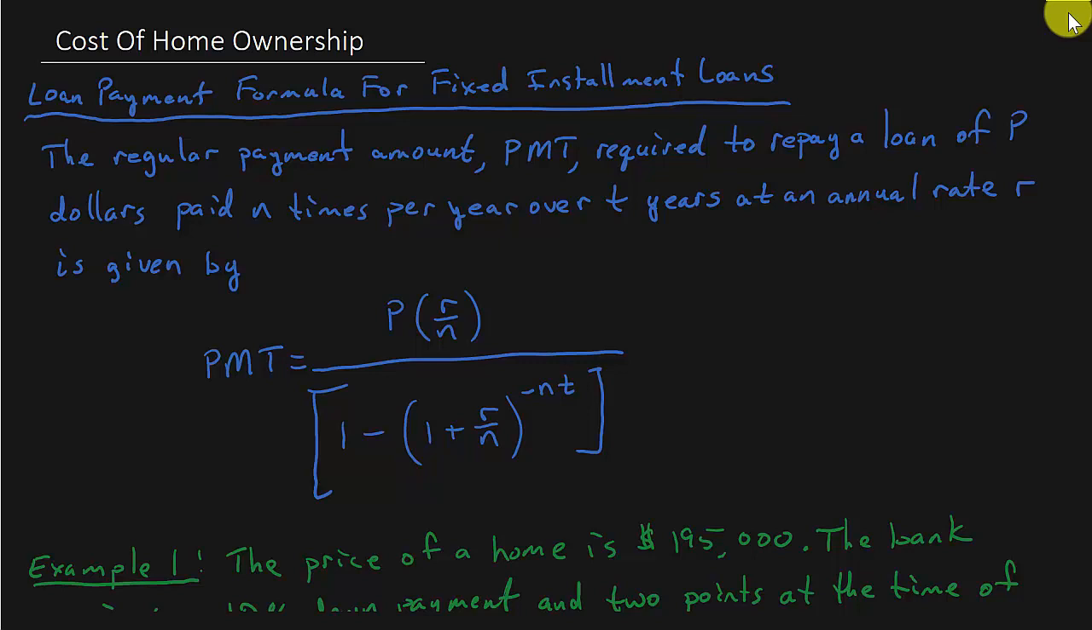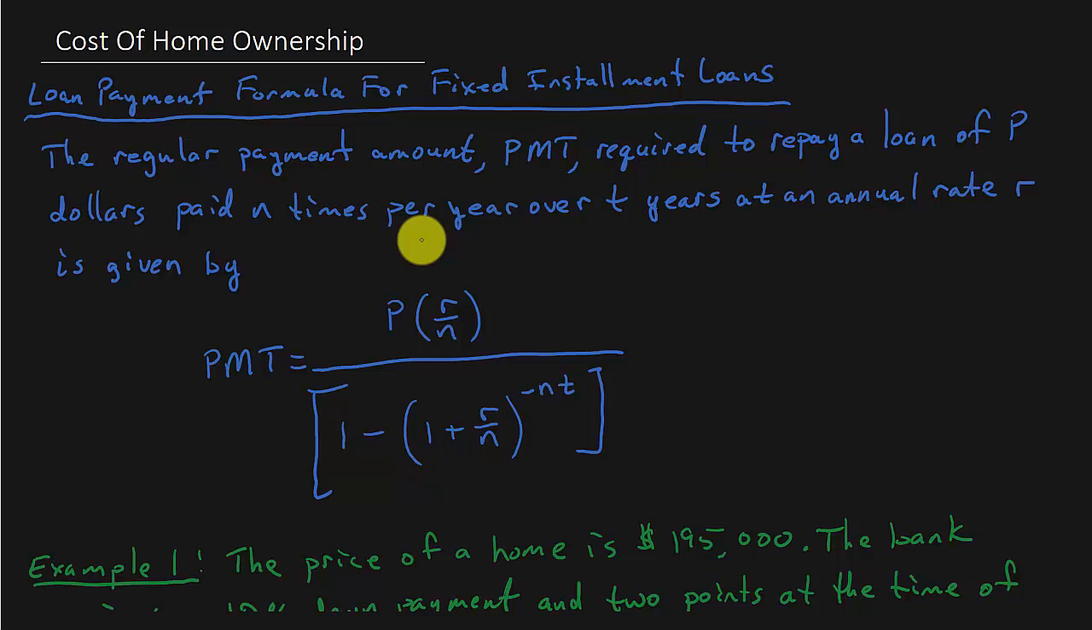So we've got the loan payment formula for fixed installment loans. It says the regular payment amount, which is abbreviated PMT, required to repay a loan of P dollars, paid N times per year over T years at an annual rate R, is given by this formula here. Now, R is your interest rate, and R is in decimal. So they'll give you a percentage and you have to write it in decimal form. N is how often you're going to make your payments. Usually when you buy a house, you make monthly payments.